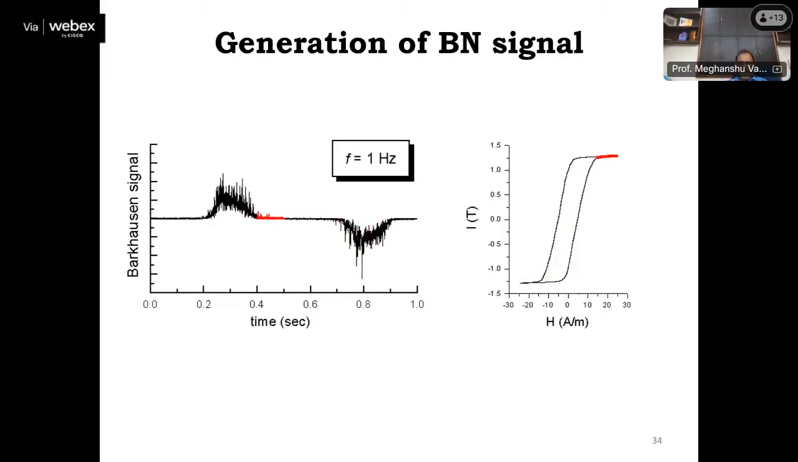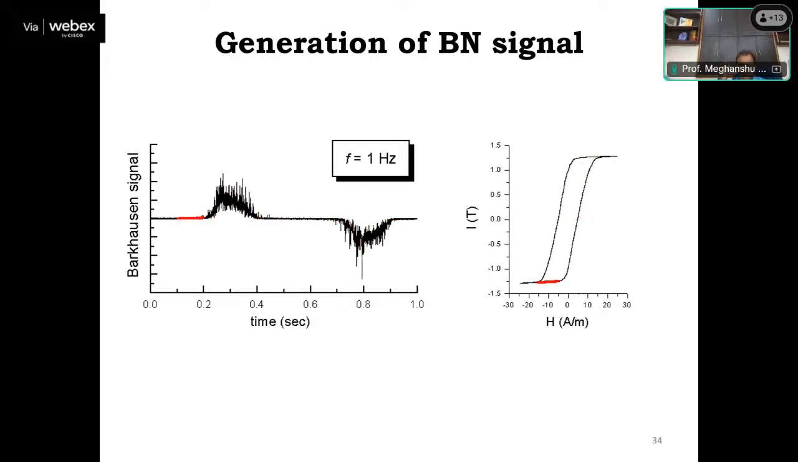So this is an animation of generation of Barkhausen noise signal and hysteresis loop. In case of generation of Barkhausen noise signal, we are using a magnetic field. This magnetic field has two very important parameters. First one, strength of applied magnetic field. Second very important parameter is frequency of applied magnetic field, small f, which you can see is 1 hertz here. Frequency of applied magnetic field is also very important.